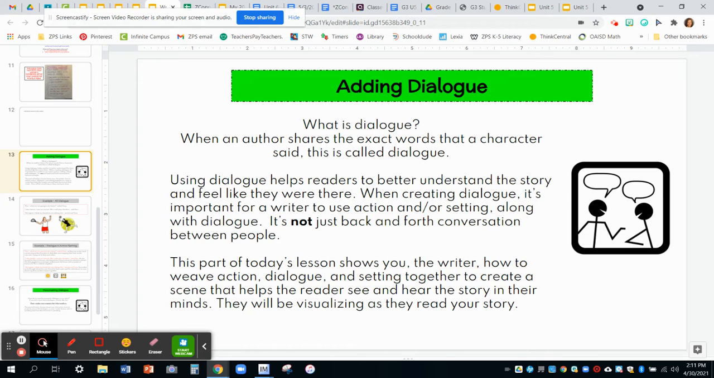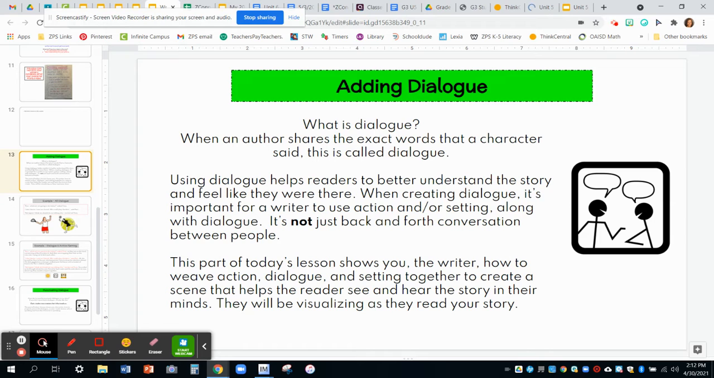And you might be wondering, what is dialogue? You probably have heard that word before, but it just means that when an author shares the exact words a character speaks in a story, what they say, it's called dialogue, right? You notice there are those talking marks, we sometimes say, the quotation marks around what somebody actually says.